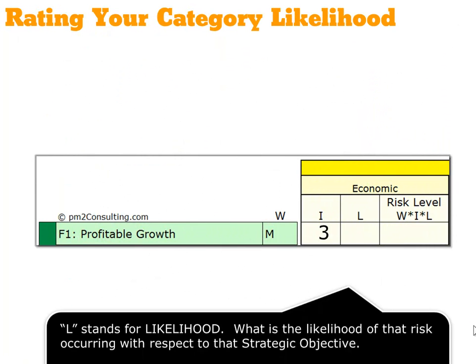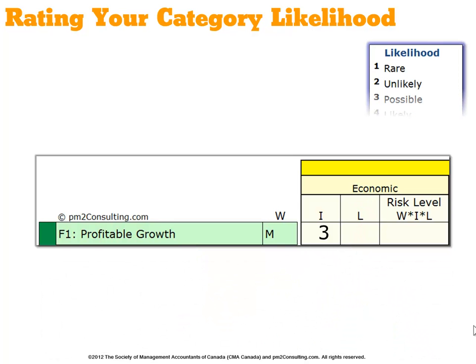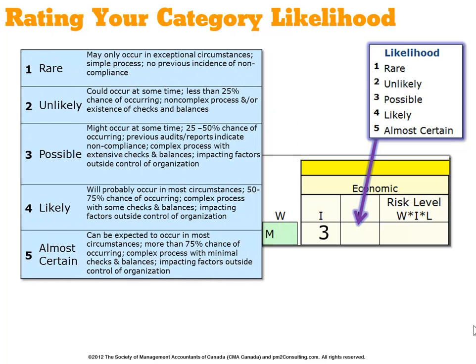So now let's move on and talk about likelihood. Likelihood is the likelihood of that particular risk occurring and impacting that strategic objective. So in the example we're working with, what is the likelihood that an economic risk will occur, and if it does occur, that it impacts profitable growth? And again, there's a standard scale of 1 to 5 that risk people use, where 1 says rare up to a scale of 5, which is almost certain. And again, there are definitions available that fit this, whether it's probabilities or examples. And again, your team is going to have to eventually normalize what they perceive a 1 to be compared to a 5 and the scores in between.